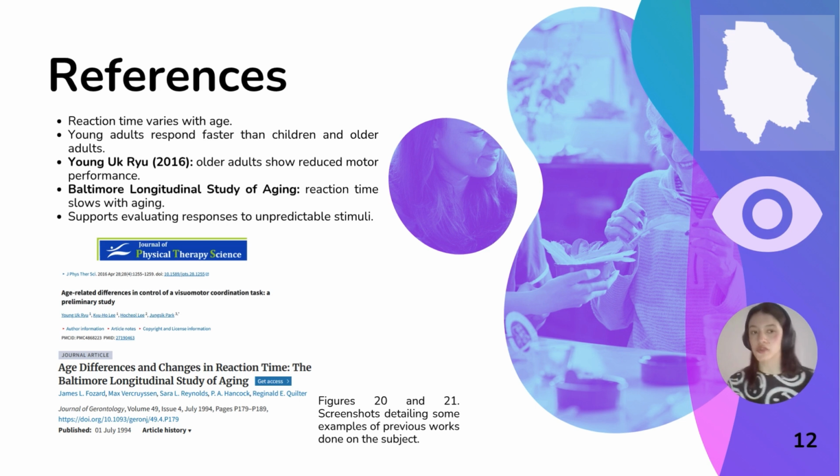Reaction time and visual motor coordination have been widely studied in the past in both the fields of neuroscience and biomechanics, and we have listed numerous articles demonstrating that reaction time is linked to age, specifically that young adults have better performances compared to children and older adults.